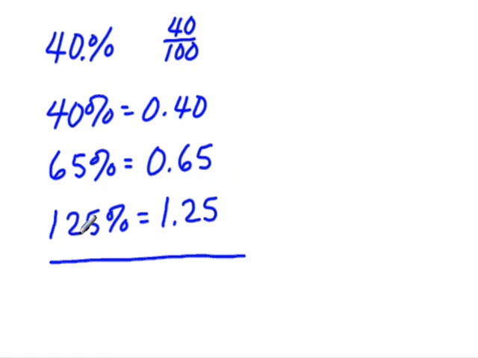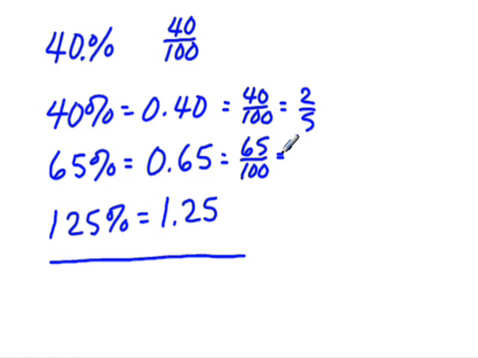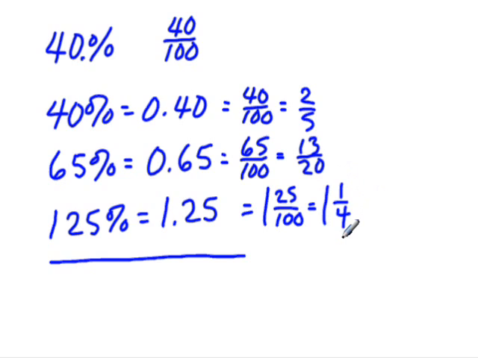Or if we want to convert any of these into fractions, this will be 40 hundredths, which is the same thing as 2/5. And this would be 65 hundredths, which is the same thing as 13/20. And this would be 1 and 25 hundredths, or 1 and 1/4. So we can convert back and forth using both fractions and decimals into and out of percents. The three are interchangeable.